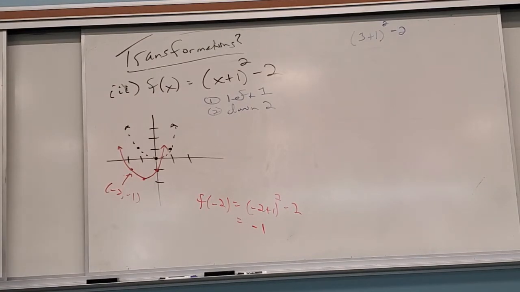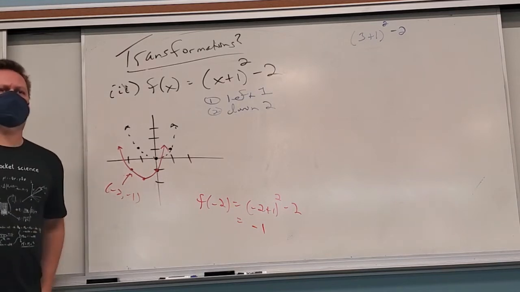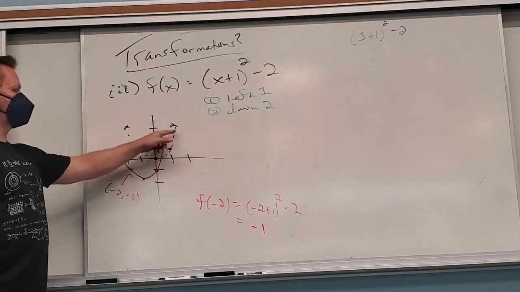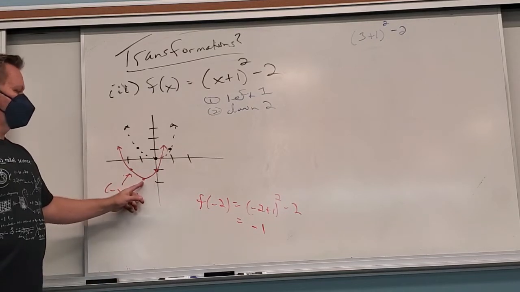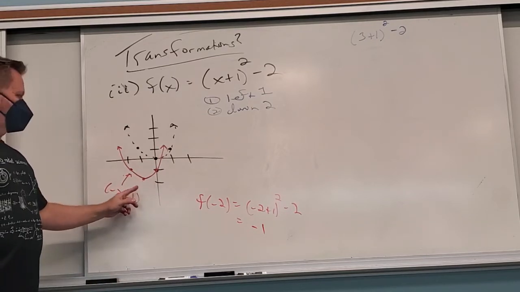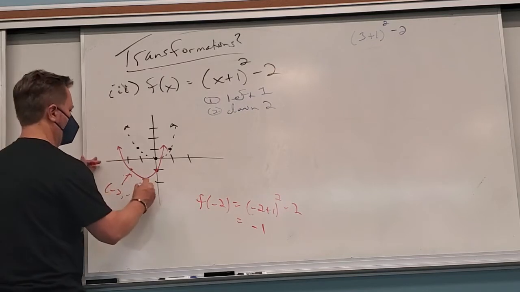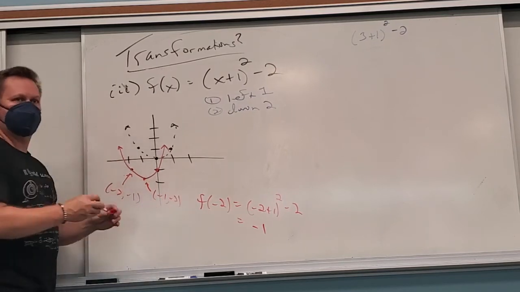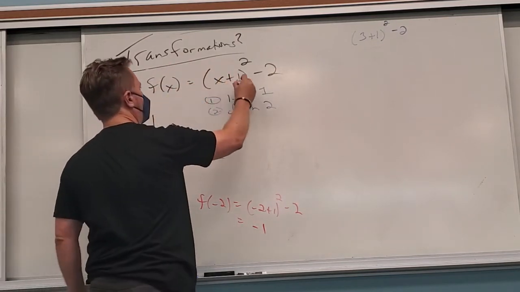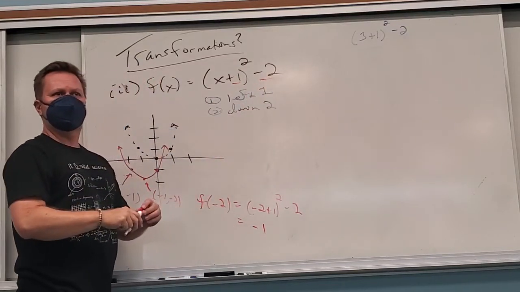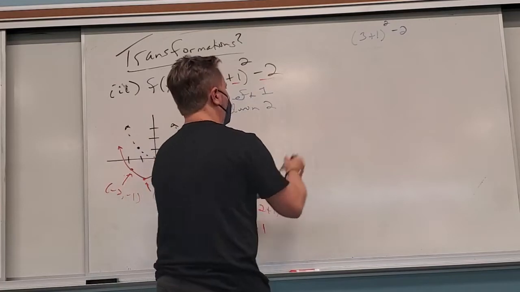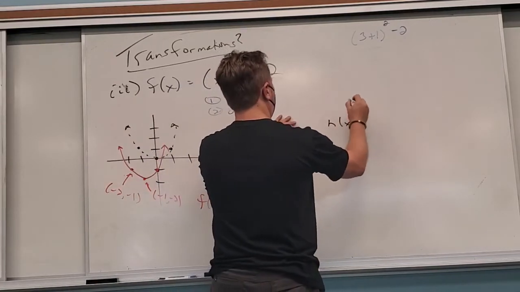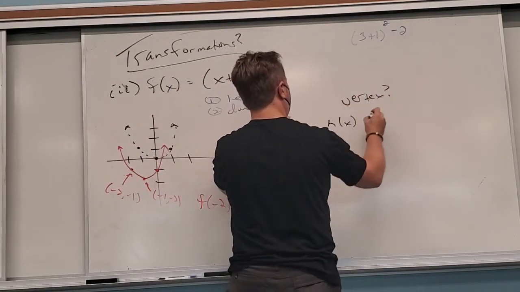In fact, what's the new vertex? What was the vertex of the original? 0, 0. What's the new vertex now? Yeah, negative 1, negative 2. In fact, can't you see it? You can tell the vertex right away if it's in this form. So can somebody tell me, what is the vertex for this?